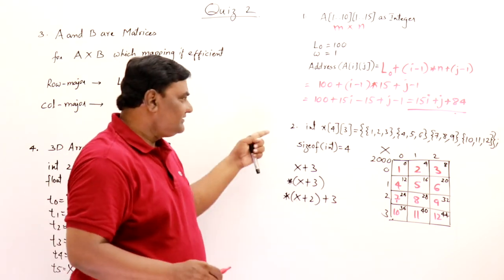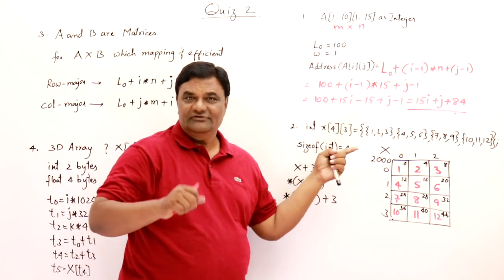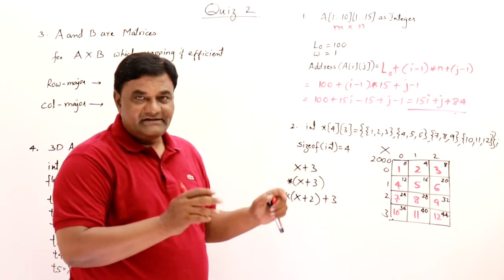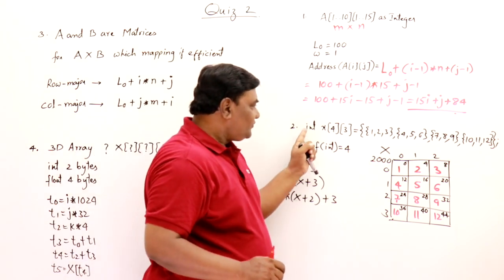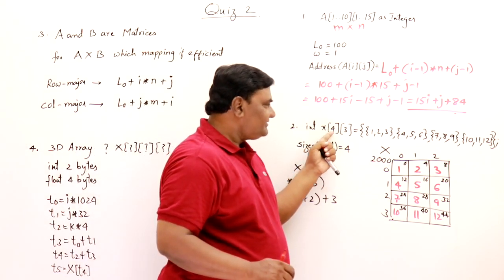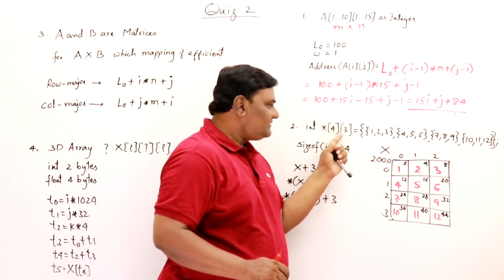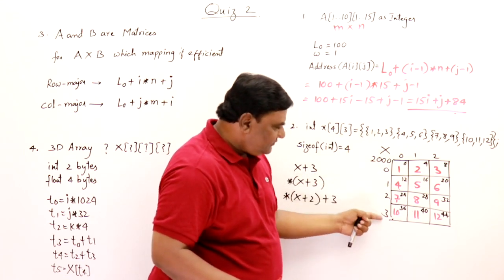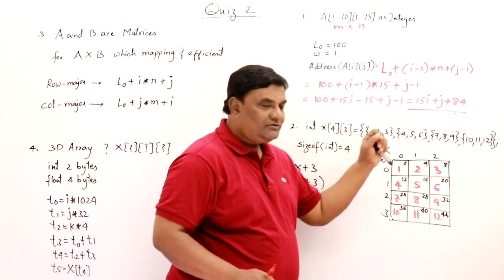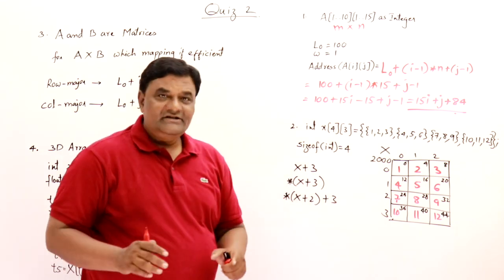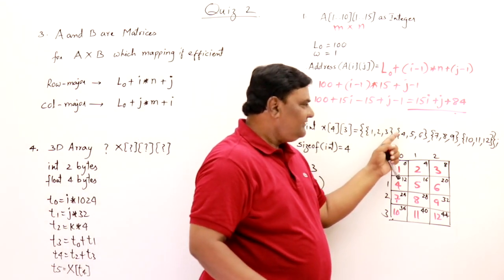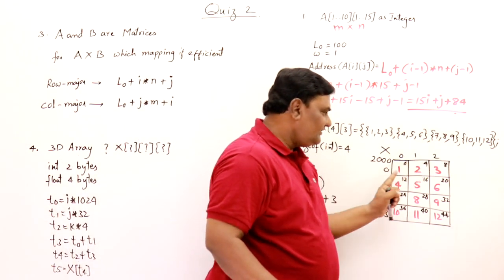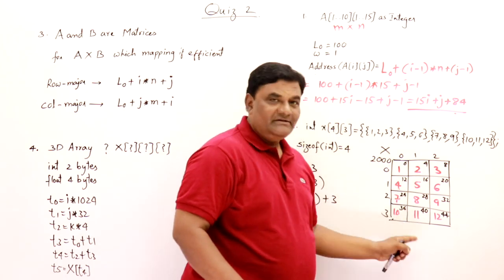Now the second question, this one. This is a little difficult for the students, so I'll explain in detail. Watch this one. There is a two-dimensional array of dimensions 4 and 3, that is 4 rows and 3 columns. So here I have drawn it, 4 rows, 0, 1, 2, 3, and columns are 0, 1, 2. And it's already initialized with values 1, 2, 3, 4, 5, 6, 7, 8, 9, 10, 11, 12.